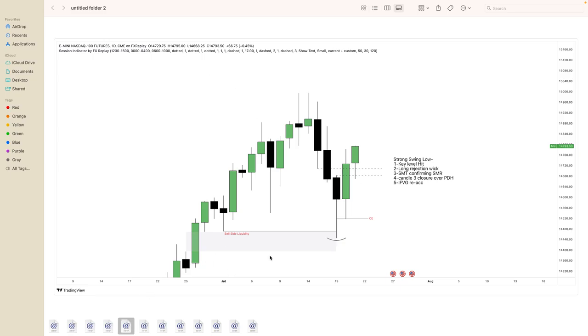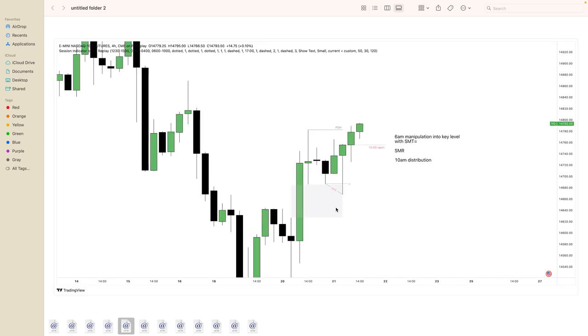So let's go look at the intermediate term perspective here. All right, what do we have? We have one candle, and we have a consolidation. And then we manipulate this swing point, right? Manipulate the low of that range and form SMT into a fair value gap. So this is my SMT model 3, 6 a.m. manipulation into key level. So this is the 6 a.m. candle. Again, long wick, so it's fractal.